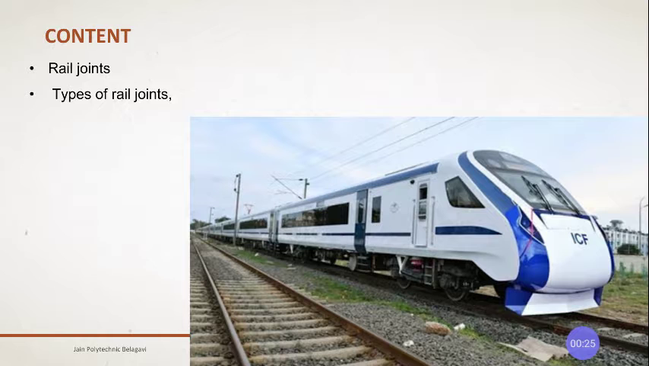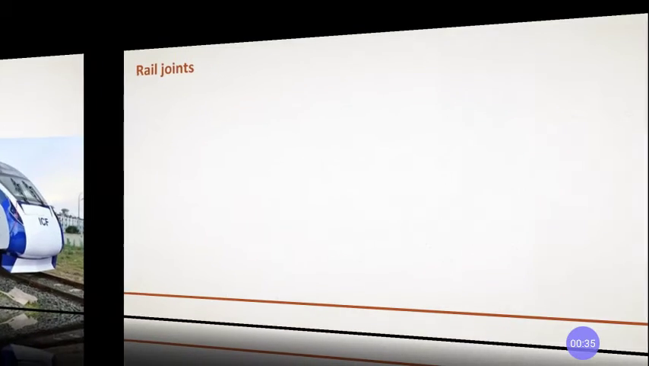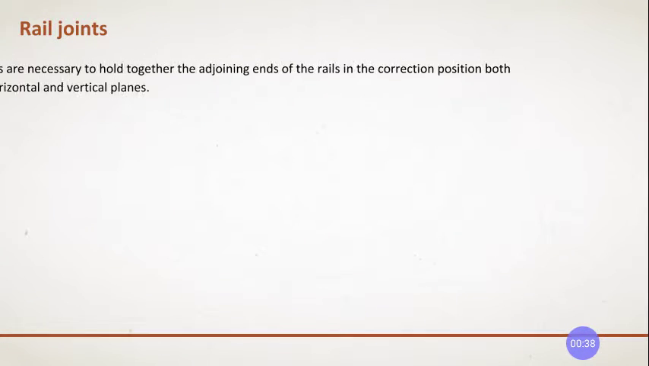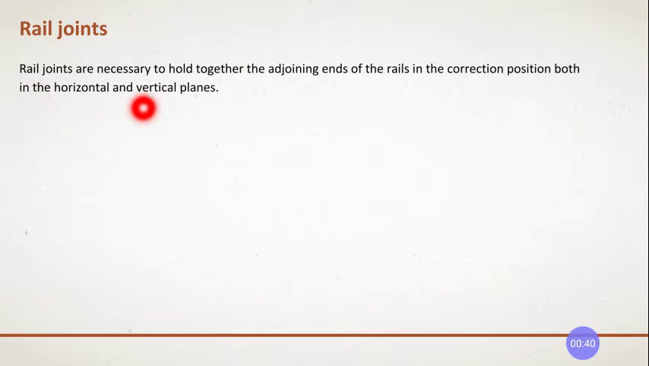rail joints. As I said in the previous class, we will be studying the joints because these are the weakest points of your rails, right? So we are going to study rail joints. Rail joints are necessary to hold together the adjoining ends of the rails in correct positions, both in the vertical as well as the horizontal plane. These joints are connected how? With the help of fish plates, right?